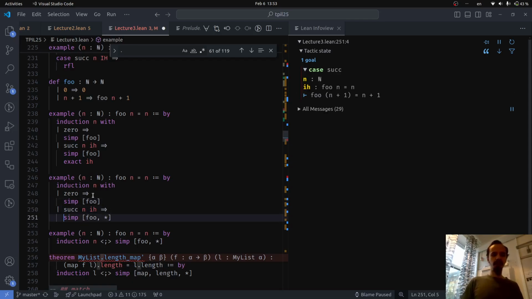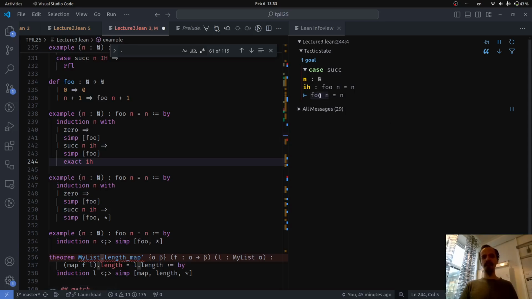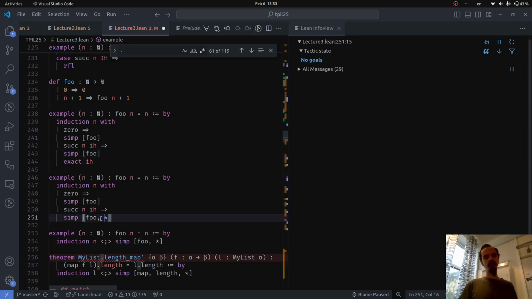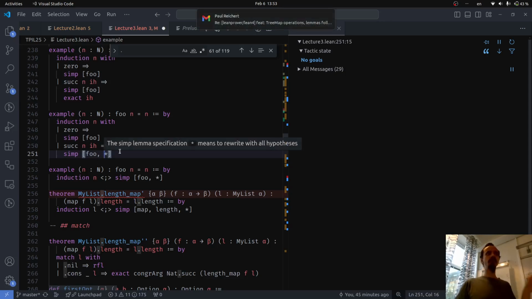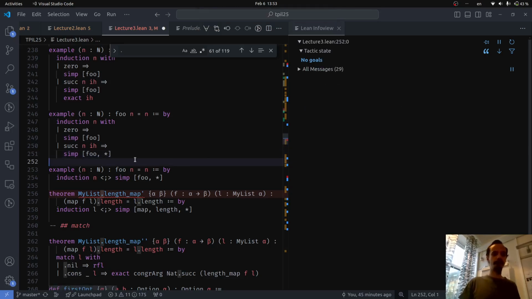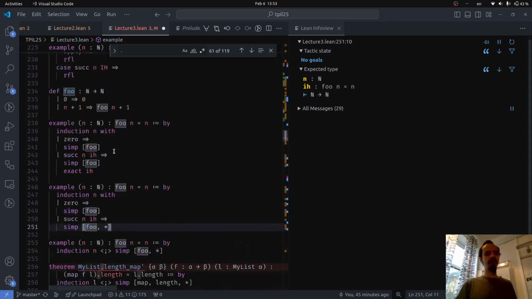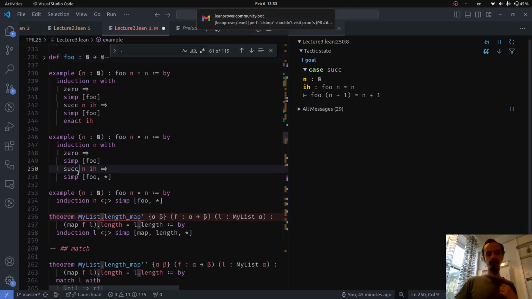Since I simplified with everything and then got to this point where I could close with IH, I can also put IH in here, and that will work. I can also use star, which, as I mentioned last week, simplifies with all local hypotheses, including IH, which is sitting right here. But not foo, you still have to name it, because I didn't keep the simp attribute here. So we're unfolding.